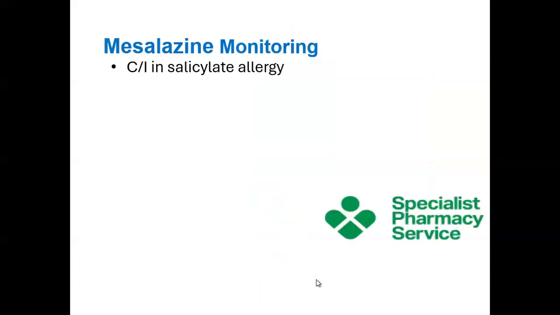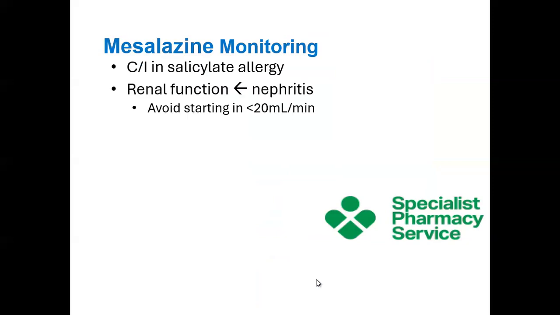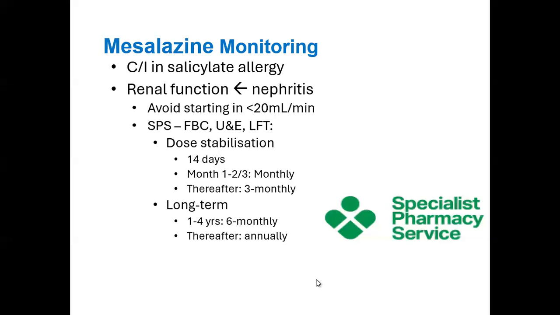With regards to monitoring, they're contraindicated in salicylate allergies, which makes sense because of the cross sensitivity. As I said, they're pretty inert drugs, which is brilliant. The only problem really is they can cause nephritis. So if a patient already has renal problems, I wouldn't recommend that you start them on this if they've got renal impairment of less than 20 mils a minute. And in your monitoring, if you notice an AKI developing, again, stop the mesalazine.